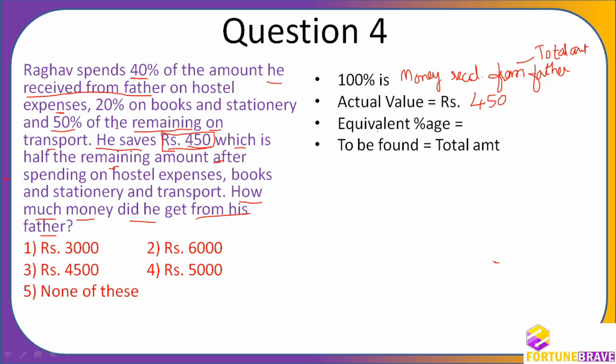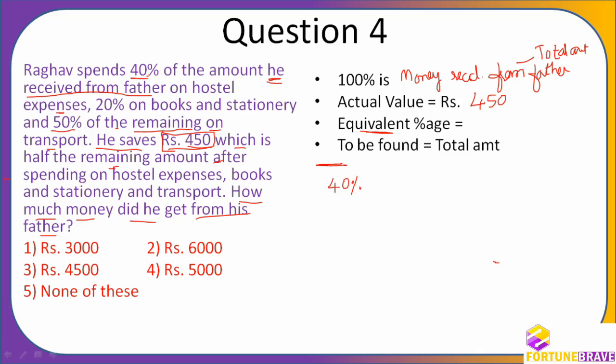Now we have to calculate and try to understand what they are telling, and then we'll be able to find the equivalent percentage. How to find out? I'm going to tell you, right? So this is spent from where? This is spent from the amount he received. So out of the total amount, 40% is spent. That is fine. So 40% of the total.